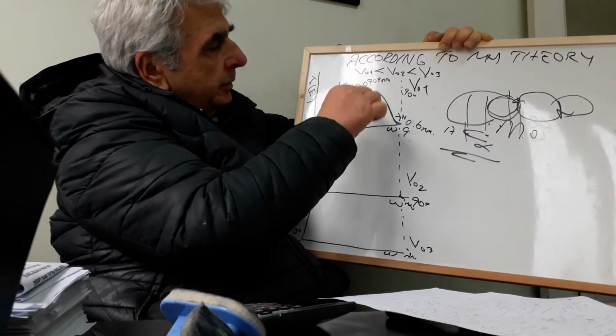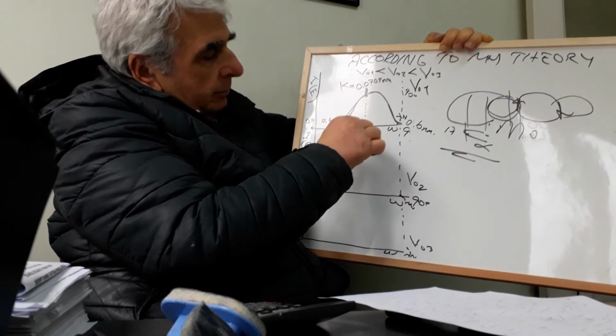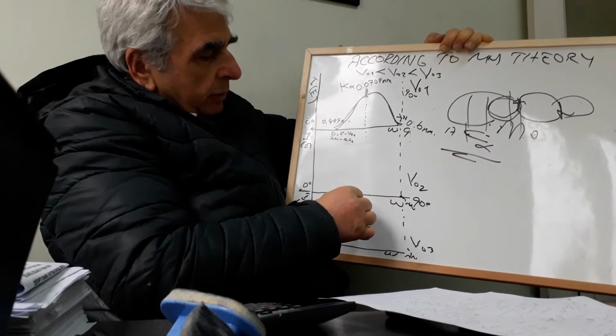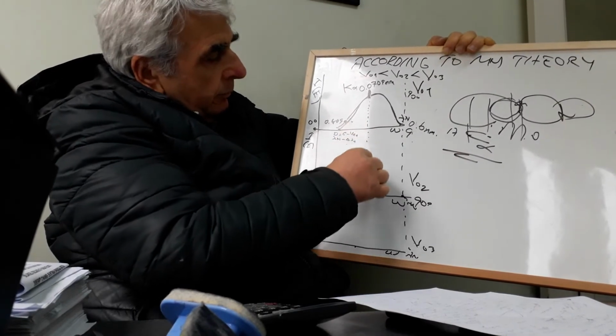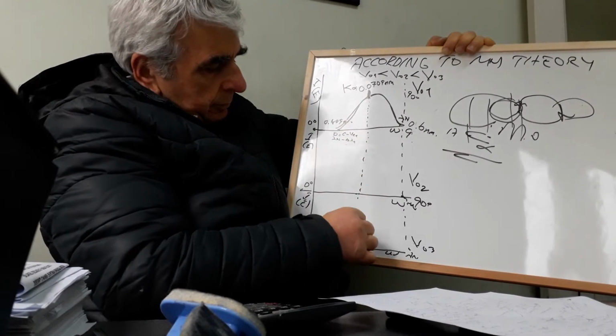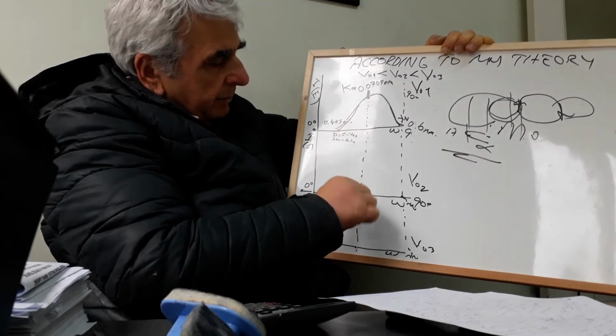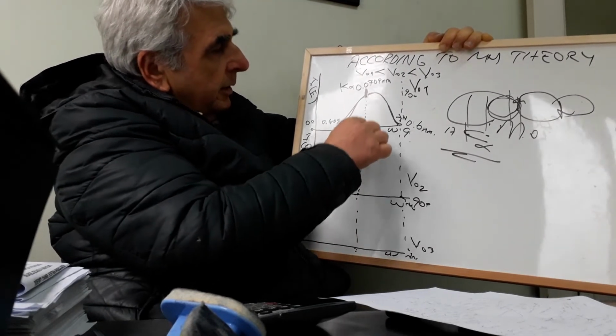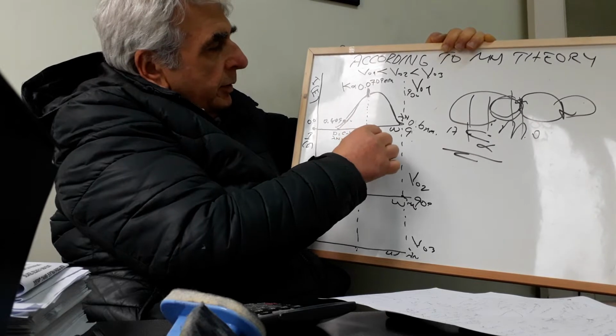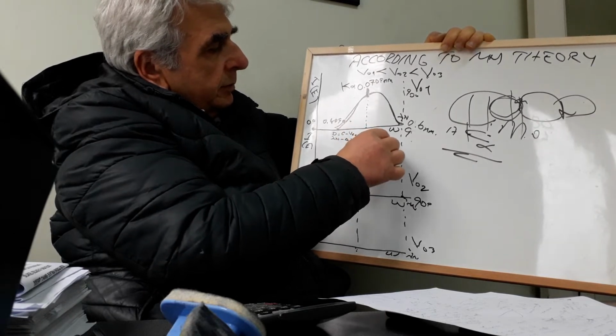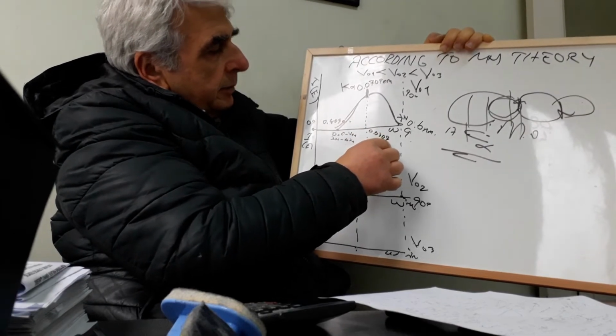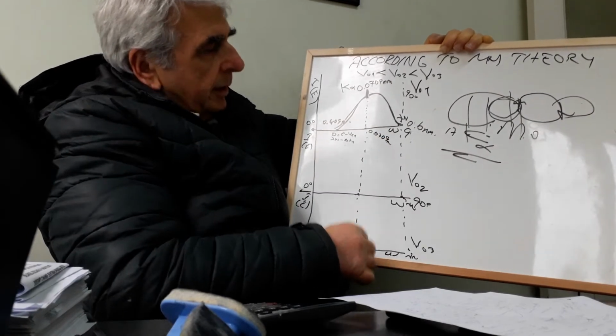Don't forget, wavelength. For all of these three graphs, the same point. This is 0.0709 nanometer, the same.